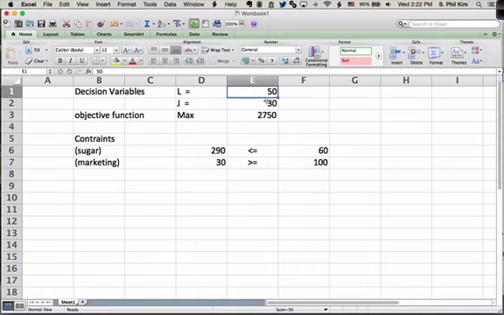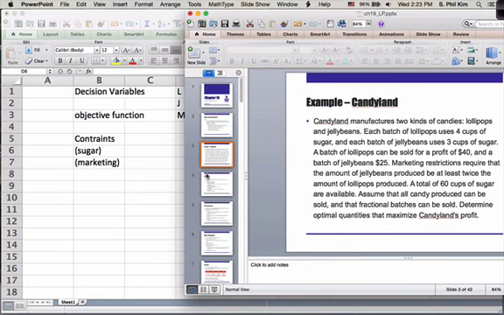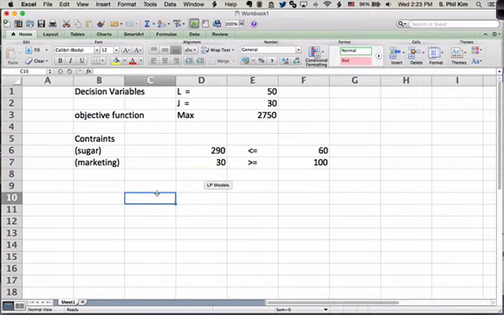Obviously, this 50, 30 doesn't satisfy my constraints. It doesn't satisfy the sugar constraint, it doesn't satisfy the marketing constraint, and what else? These are the only two constraints, right? And then we can solve the problem.